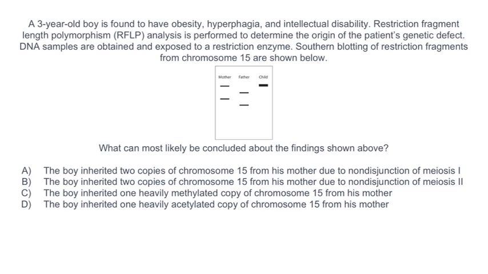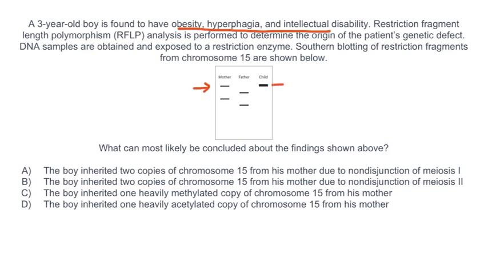Hopefully from the question stem, you notice that this boy has a presentation consistent with Prader-Willi syndrome, including obesity, hyperphagia, and intellectual disability. We covered restriction fragment length polymorphisms in the chapter on lab techniques, but recall that restriction fragments are simply fragments of DNA that are the product of DNA degrading enzymes. Because these fragments were from chromosome 15, we can deduce that the bands shown in the figure must represent this region of DNA.